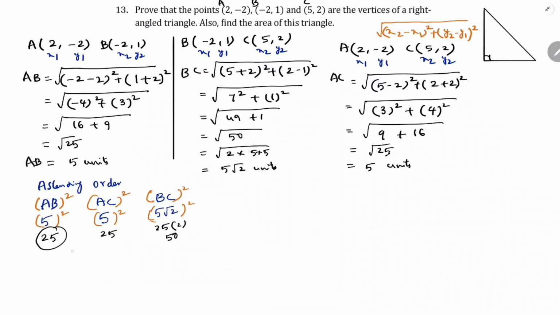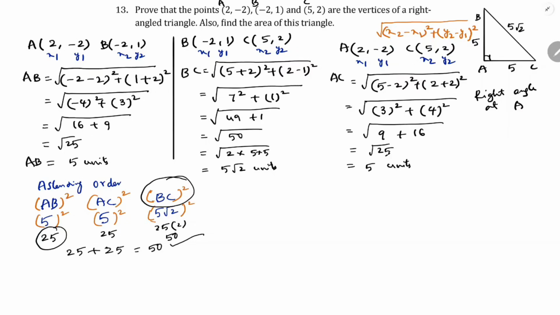After squaring, if you add the first two and you get the third value, it is a right angle triangle. And the side which has the bigger value is the hypotenuse. So now in the triangle here, I can write this as B, this as C. So right angle at A. So AC distance is 5 units, AB is 5 units and hypotenuse is 5 root 2 units.